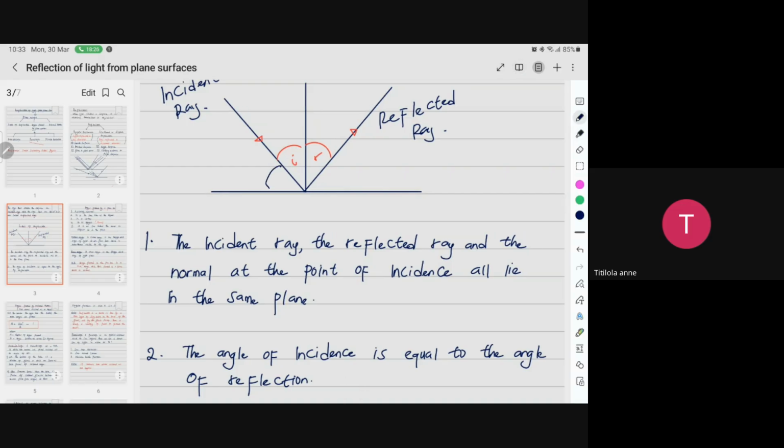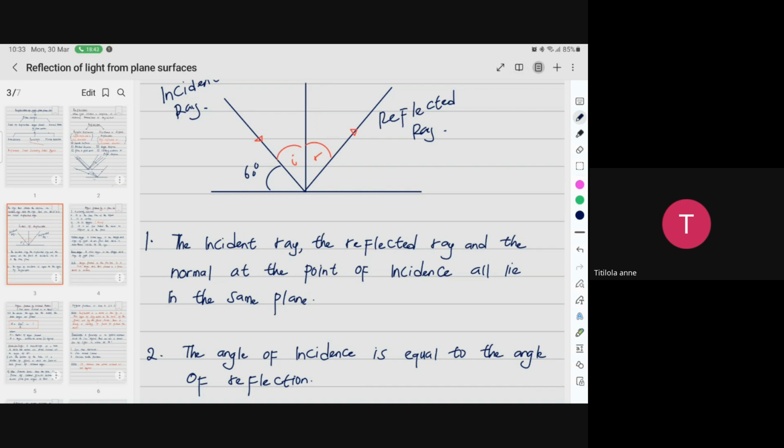Let's say they give us an angle here to be 60 degrees. And they'll be like, calculate the incident ray and the reflected ray. So once you calculate your incident ray by doing 90 minus 60, automatically you have the value of the reflected ray. Does that make sense?